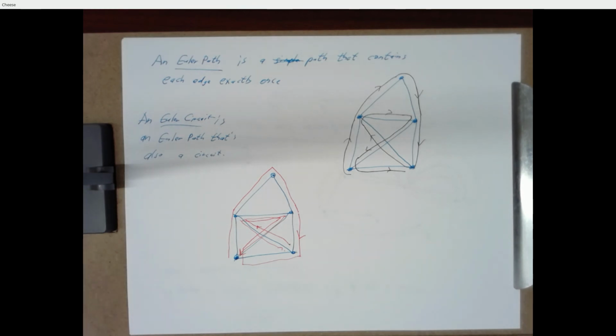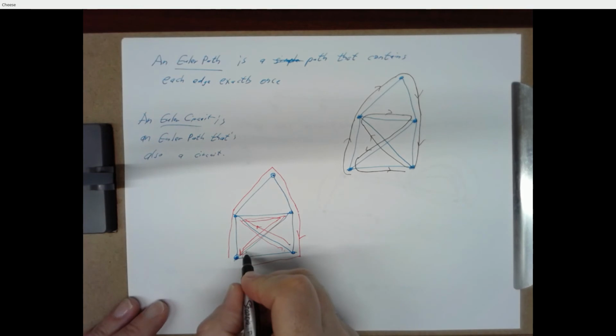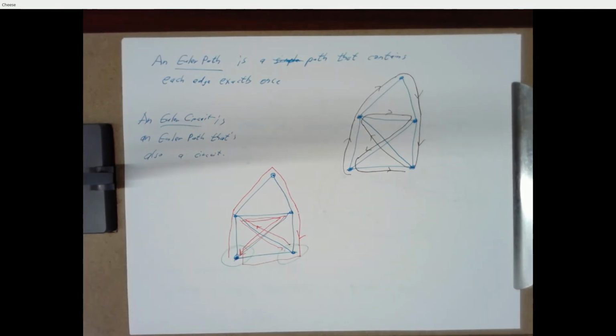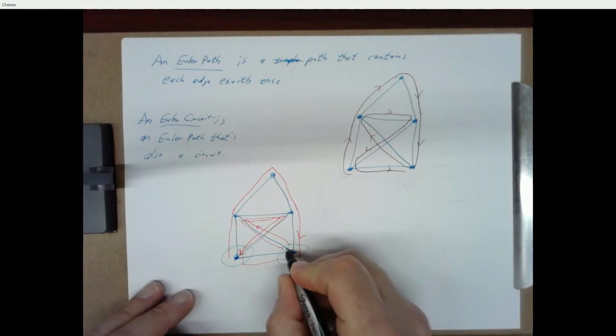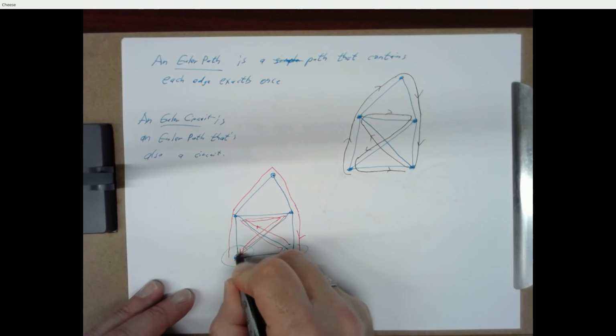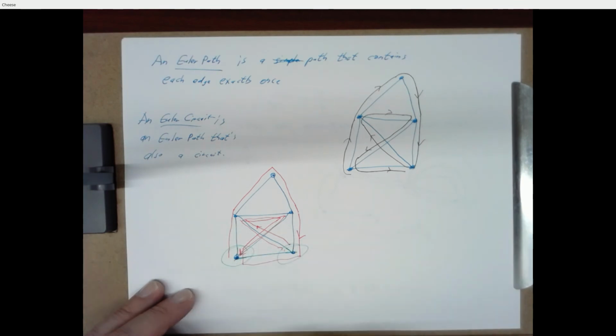So you're discovering a key fact here, though. I saw you struggling around here, right? This is the key to understanding Euler paths and Euler circuits. The problem with this graph is there's an odd degree right here, and there's an odd degree right here. What does it mean when you have an odd degree, an odd number of edges going into that vertex?